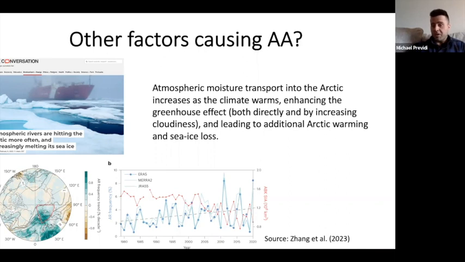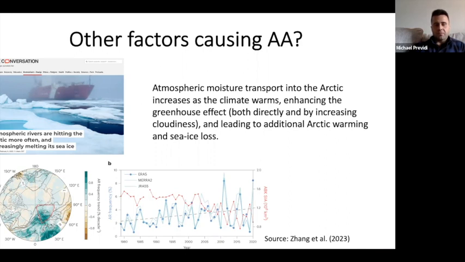But also, when we increase moisture transport into the Arctic, we tend to increase the amount of cloudiness over the Arctic, and that further strengthens the greenhouse effect. Both of those impacts tend to lead to additional Arctic warming and sea ice loss, and therefore are likely to contribute to Arctic amplification.